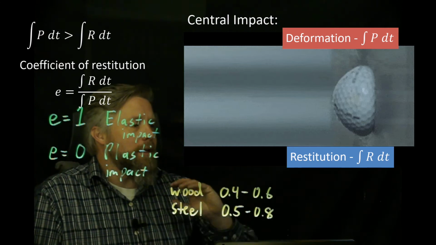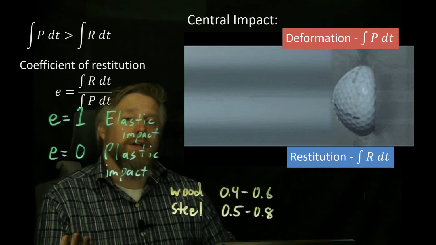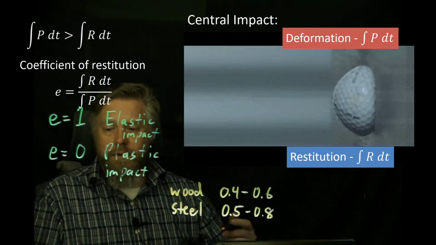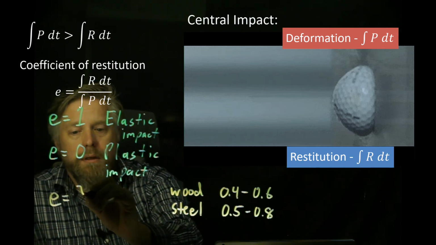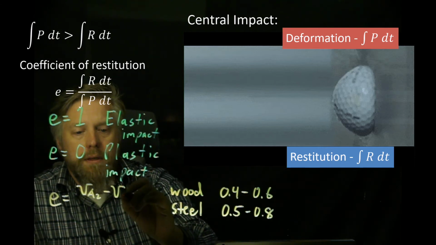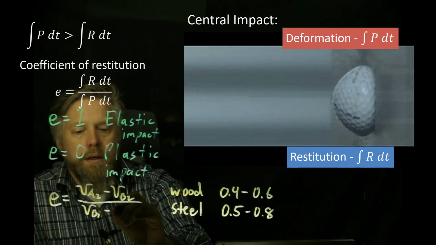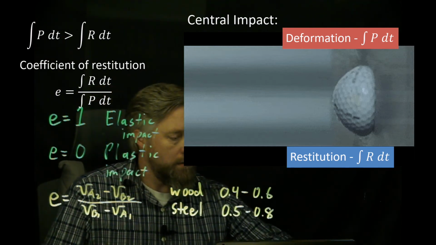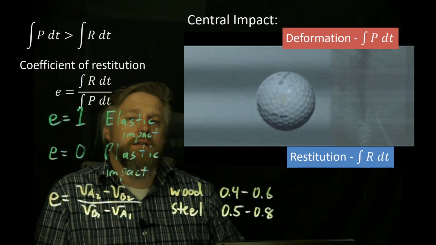If you have an object coming in about to hit the wall and you need to solve what's the velocity when it comes out, we need to know the coefficient of restitution. And then what we do is we say the coefficient of restitution is going to be equal to the velocity of one particle, we'll call that VA2, minus VB2 over VB1 minus VA1. This gives us one equation to help solve for the velocities of impact.